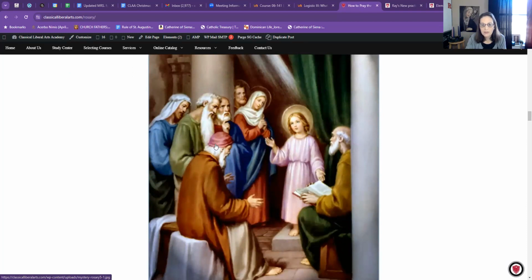And then the 5th mystery is the finding of Jesus in the temple. When Jesus was 12 years old, his mother and father visited Jerusalem, and on their way home they started looking for Jesus and couldn't find him anywhere. He was actually in the temple talking to the elders and the chief priests. The Blessed Virgin Mary and St. Joseph found him there, talking to the chief priests and asking them questions. So that's the 5th mystery, the finding of Jesus in the temple.